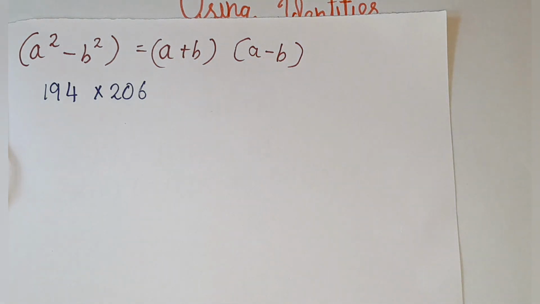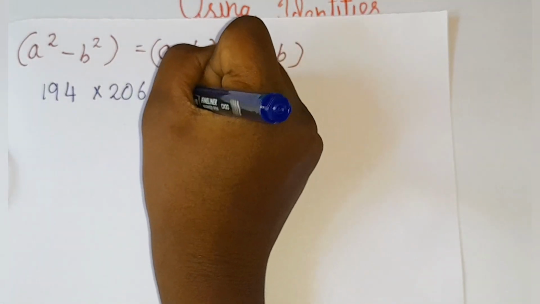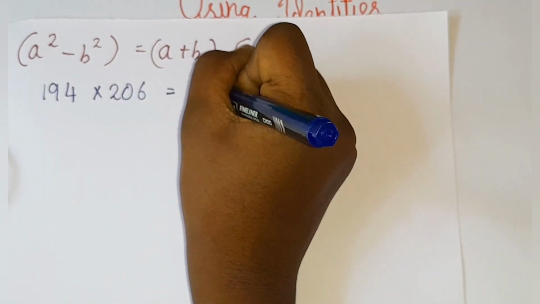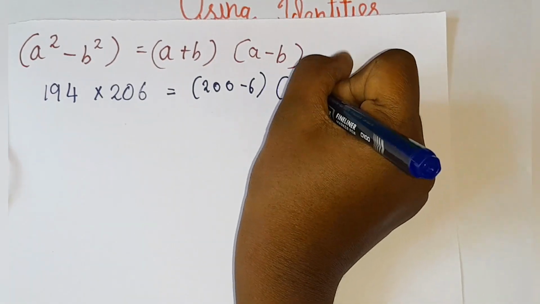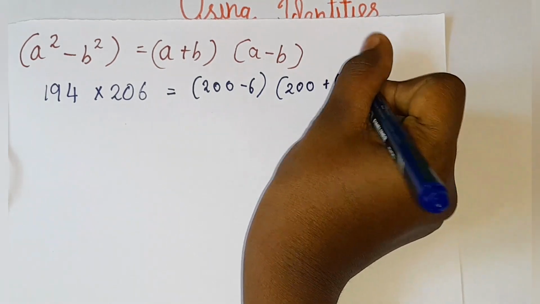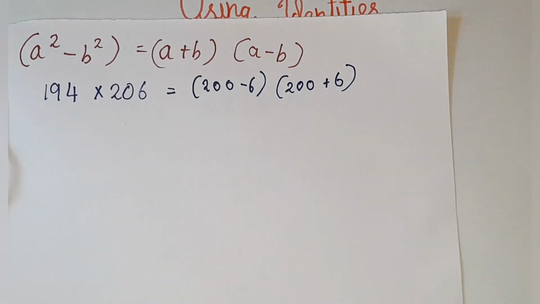So here nothing is similar like the fourth identity, but here you guys can see we can split it as 200 minus 6 and 200 plus 6. I hope you guys understood, like we will split it. Here 200 minus 6 is 194, am I right? So I did it in that form: 200 minus 6 and 200 plus 6. So now you might understand, oh, 200 minus 6 is 194 and 200 plus 6 is 206.